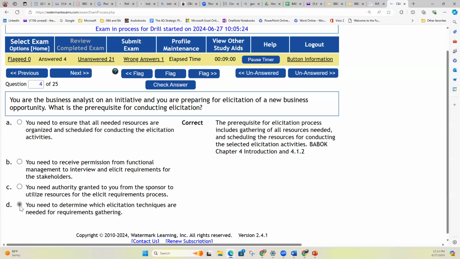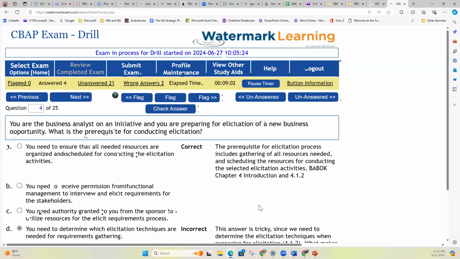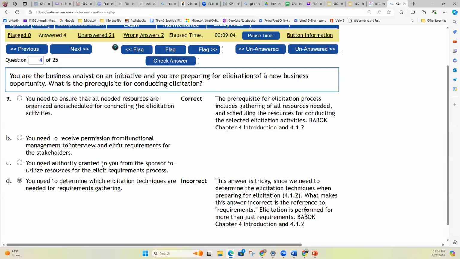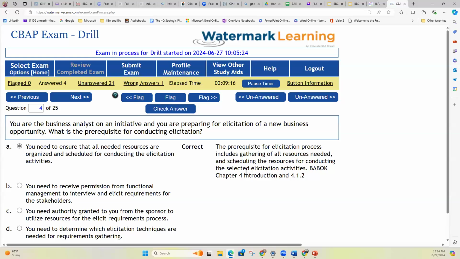I'm going to show you this. If you check D, this is something that you would probably do more in chapter 3 instead of chapter 4. But A is the correct answer. Prerequisite for elicitation process includes gathering all the resources needed and scheduling the resources for conducting and soliciting selected elicitation activities. So you really plan your elicitation techniques in chapter 3, before you get to this step.